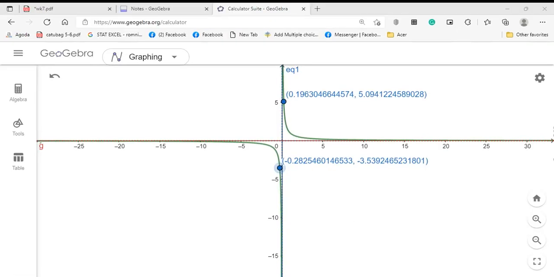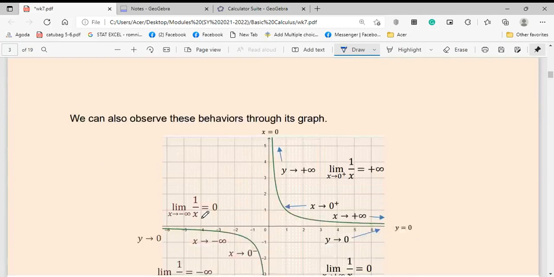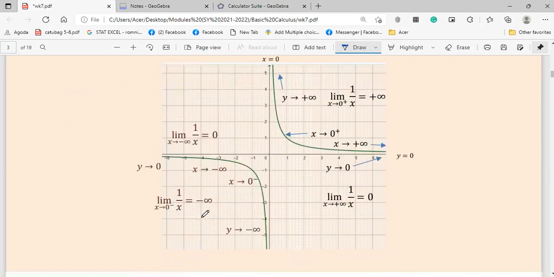Okay? Well, this is just an introduction. We are not yet on the rules. This is just to help you appreciate, through illustration, what we mean by infinite limit and limit at infinity. Now, let's take a look at some of the rules. There are rules that you really need to understand. This is a summary.